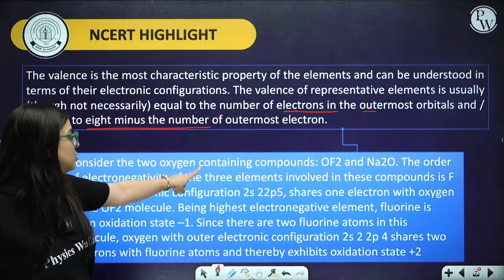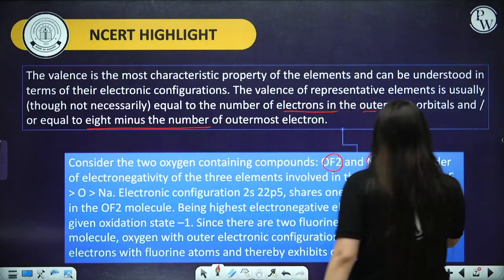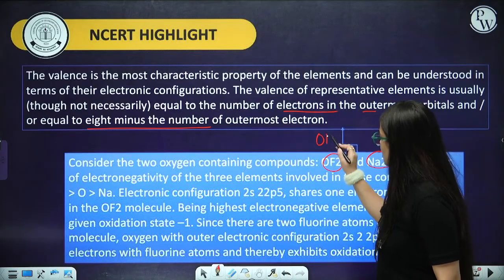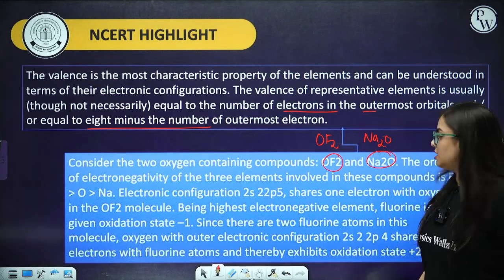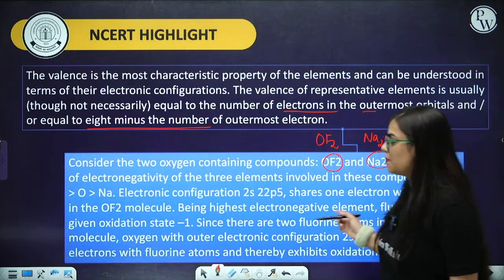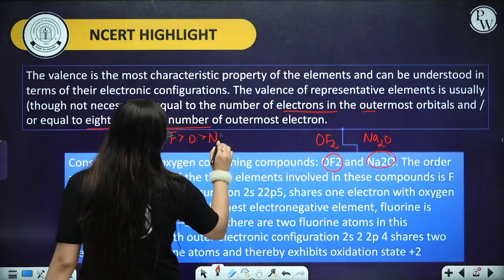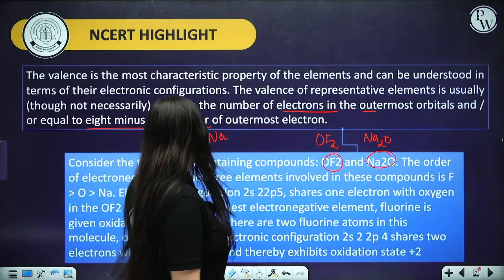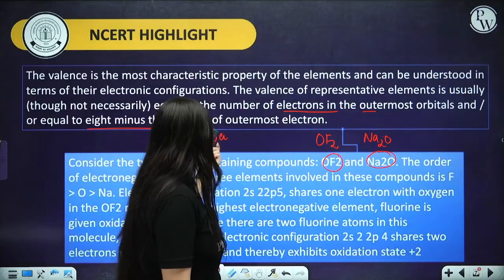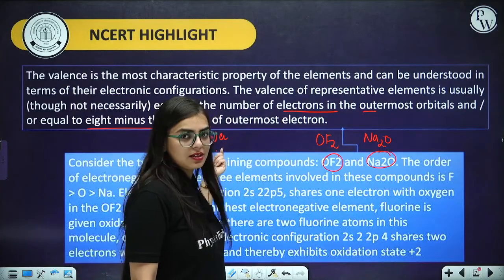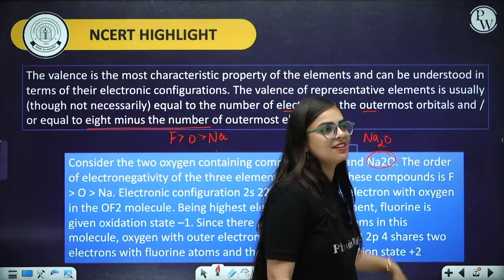Moreover, consider the two oxygen containing compounds. Which one and which one, ma'am? OF2 and Na2O. The order of electronegativity of these three elements involving the compound is that fluorine has the highest electronegativity, then oxygen, and then sodium. If fluorine has higher electronegativity than oxygen over here, fluorine will gather negative charge, oxygen will gather positive charge. Then among oxygen and sodium, oxygen is more electronegative. Oxygen will gather -2 charge, sodium will gather +1 charge.